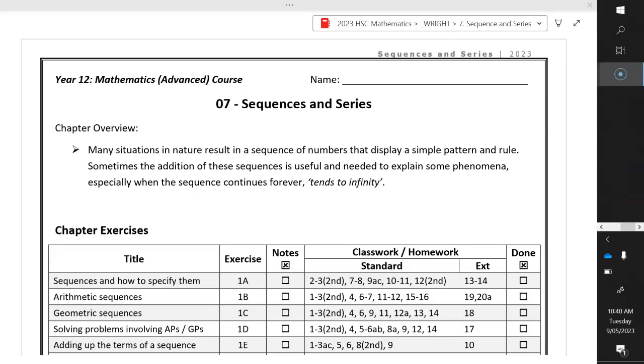Hi Year 12. This is the start of a new topic. It's our 7th topic for Year 12 and it's called sequences and series. I think you're going to prefer this topic to our last one. It's a little bit easier. It's very algebraic, but there are some formulas that you need to work on with this topic.